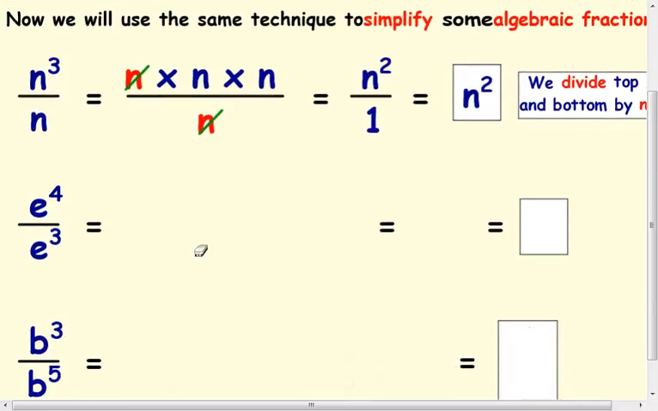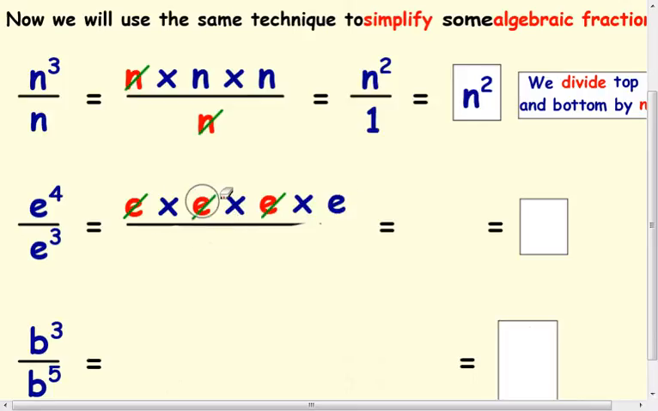Okay, let's look at the next one. We've got e to the power 4 over e to the power 3. Now e to the power 4 can be written out long ways, like this. Again, you'll notice red letters and lines through them. We'll talk about that in a minute. And in the bottom, you can have e to the power 3, which is just e times e times e.